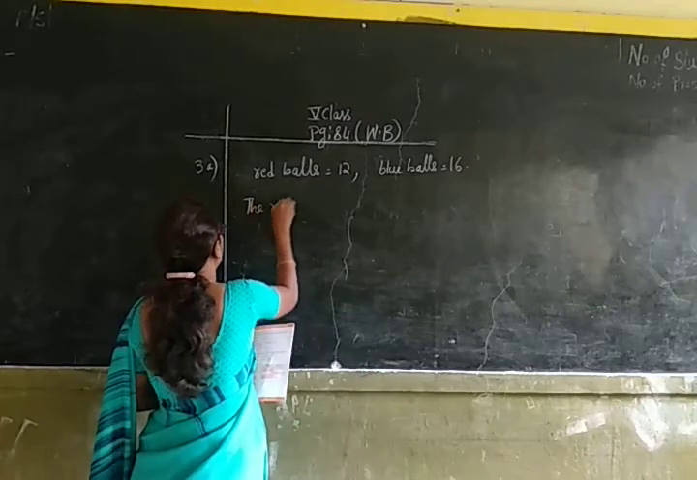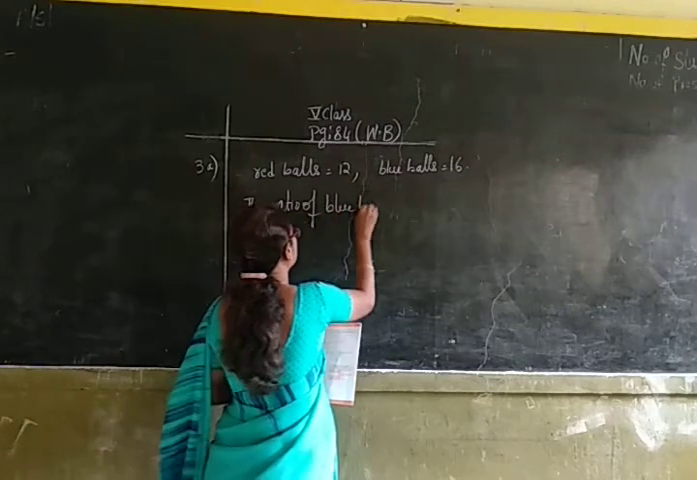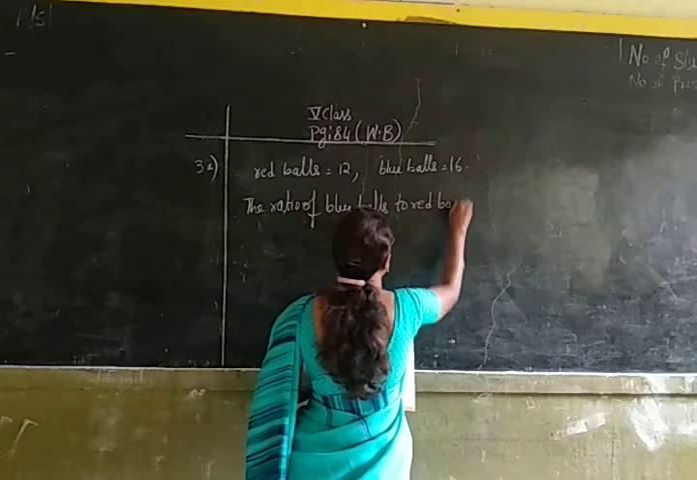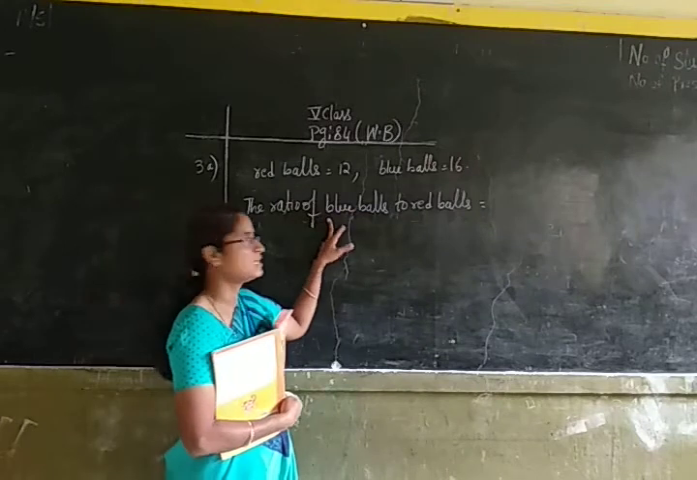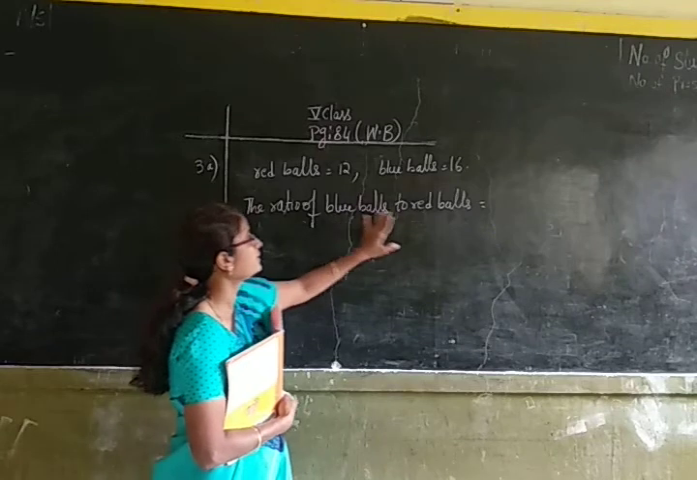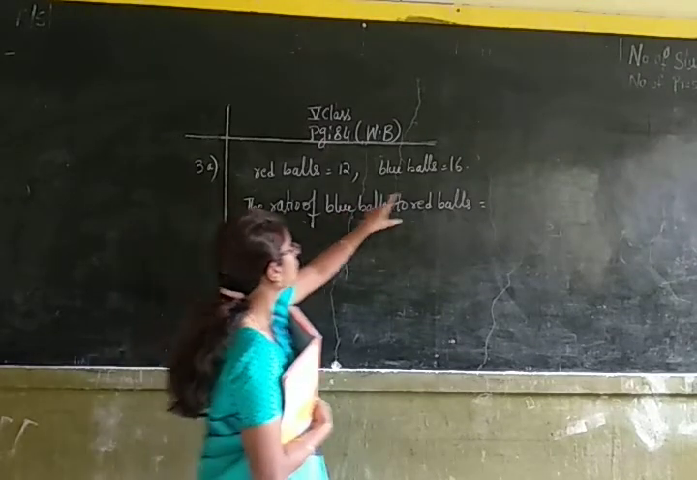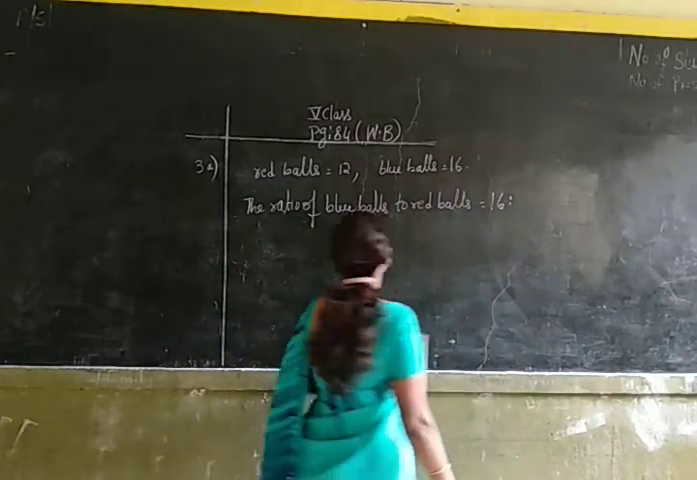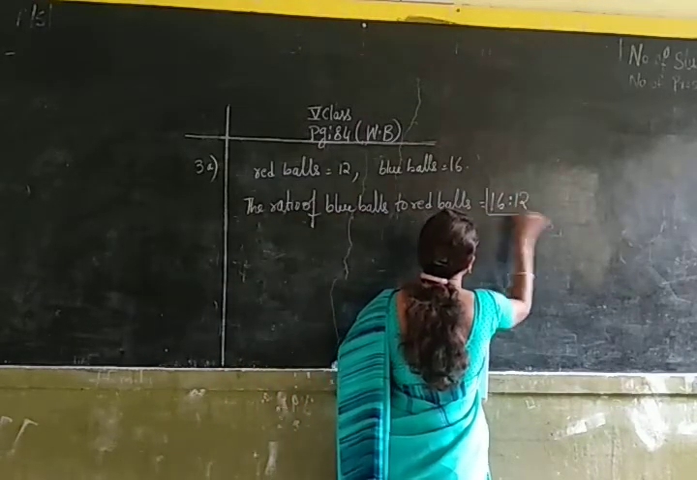The ratio of blue balls to red balls. Now we have to write down the ratio of blue balls to red balls. First here it is given blue balls and next it is given red balls. So first we have to write down the value of blue balls and then the value of red balls. So what is the number of blue balls? There are 16 blue balls. And how many red balls are there? There are 12 red balls. So 16 is to 12 is the ratio.